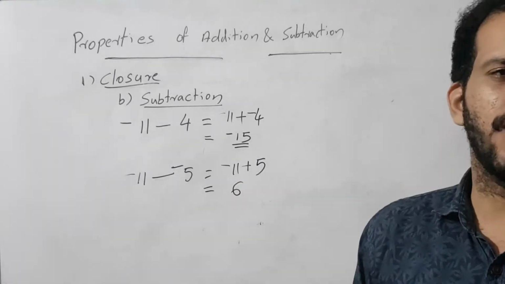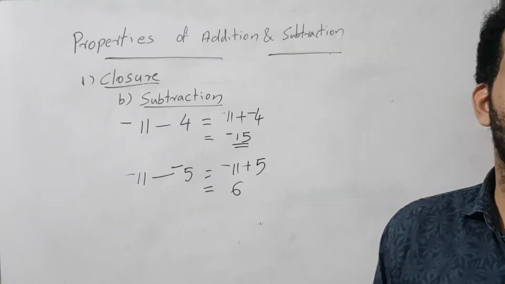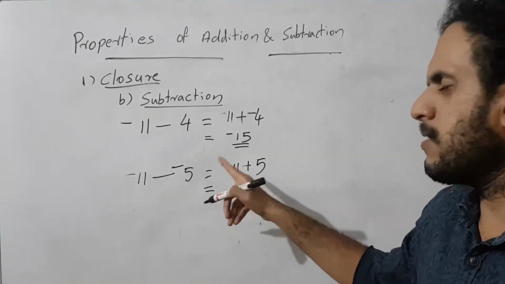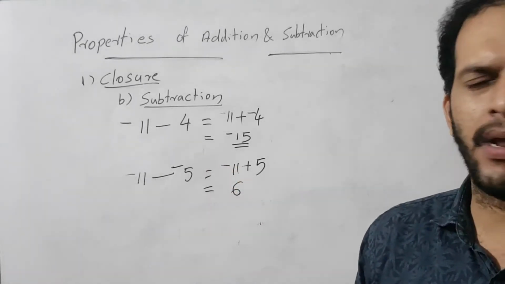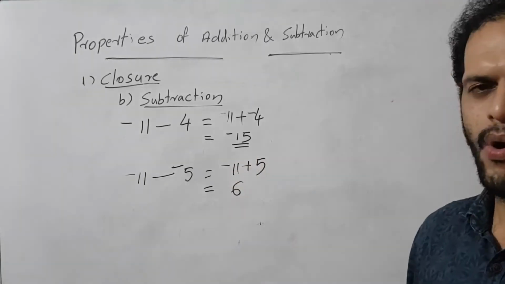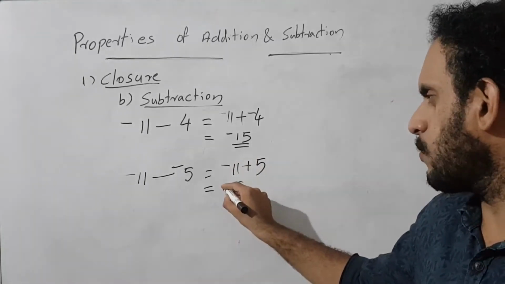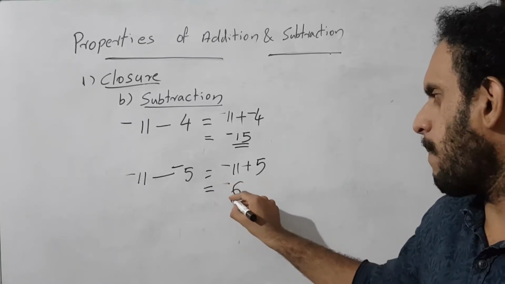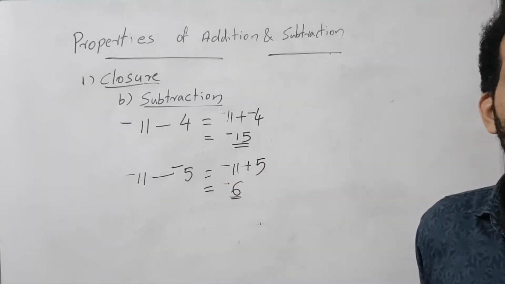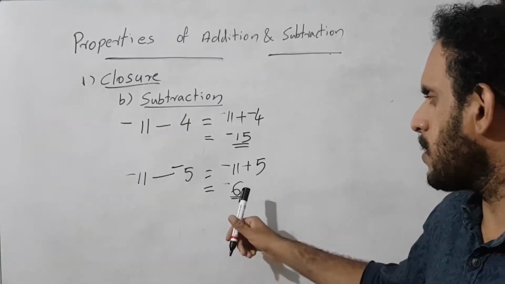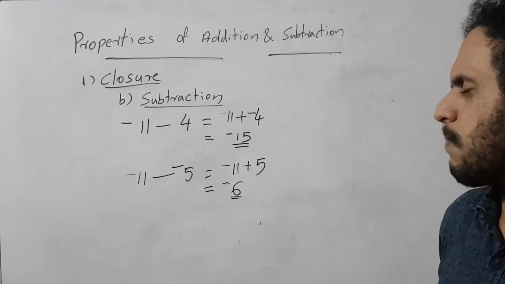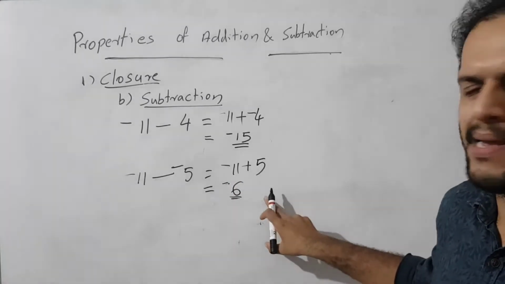And what is the sign of 6? We assign the sign of the greater number, the bigger number. What is the bigger one here? 11 is the bigger. So what is the sign of 11? The sign of 11 is negative. So we assign the same sign to 6. Then the answer is minus 6. Correct? Minus 11 minus 5 is equal to minus 6.